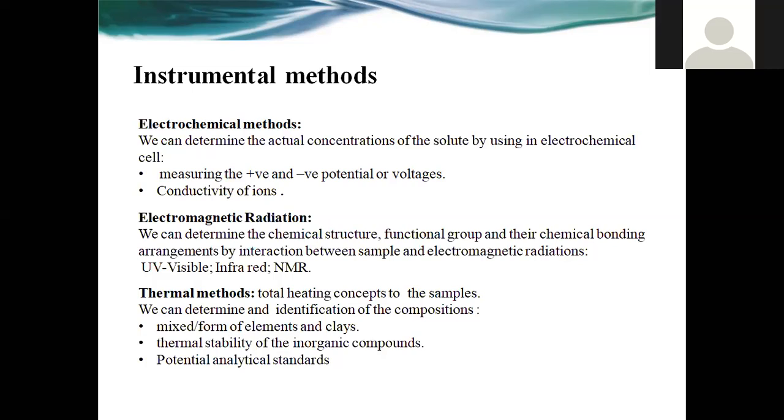UV-visible, infrared and NMR are examples. In thermal methods, the whole concept is heating the samples. While heating the samples, we can easily identify the compositions present in the compound. We can also determine the stability of the compounds, including inorganic compounds. Like that, we can determine the potential of analytical strengths and purity easily.